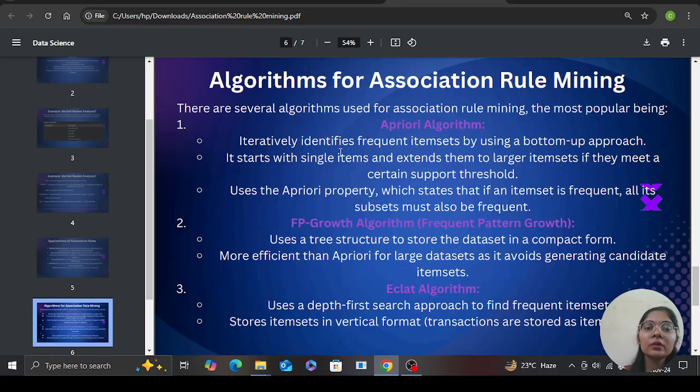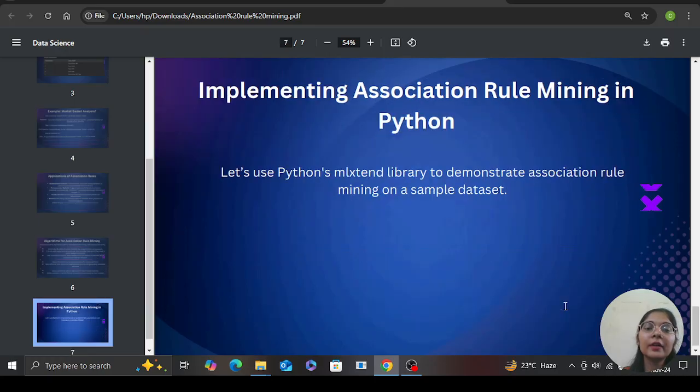The first one identifies frequent item sets by using a bottom up approach, and the second uses a tree structure to store the data set in a compact pattern, and the Eclat algorithm works on a depth first search approach to find the frequent item sets. In this way, these different algorithms work differently. Here we see how we implement association rule mining in Python. To implement this, let's use Python's mlxtend library to demonstrate association rule mining on a sample data set.